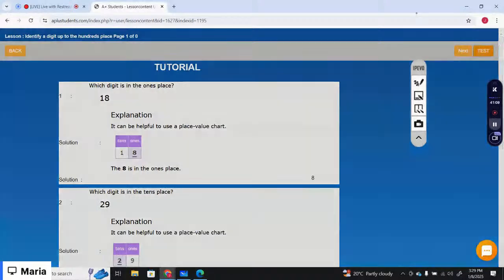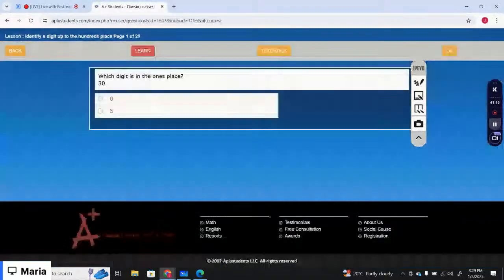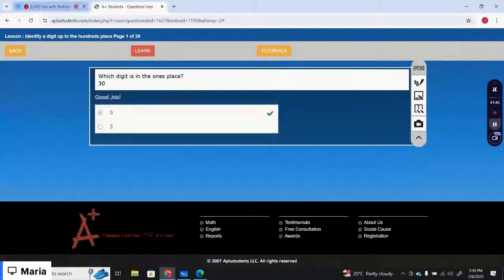Let's just start with the test questions. Which digit is at the ones place? Which is the correct option? The correct option is 0. The one that is at the rightmost position is 0. 0 is at the ones place.